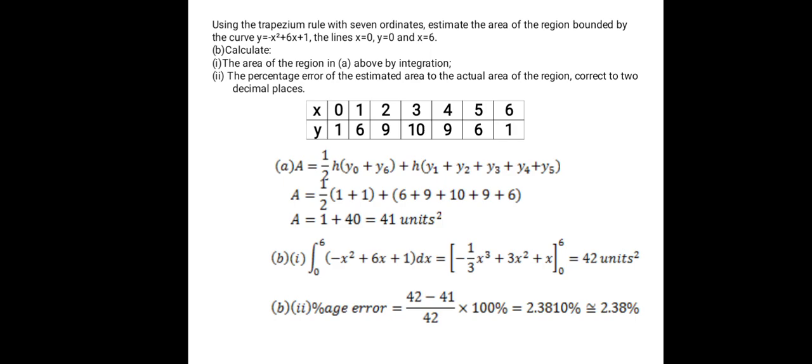Using the trapezium rule with 7 ordinates, estimate the area of the region bounded by the curve y = −x² + 6x + 1 and the lines x = 0, y = 0, and x = 6. B. Calculate the area of the region in A above by integration. B2. Percentage error of the estimated area to the actual area of the region correct to 2 decimal places.